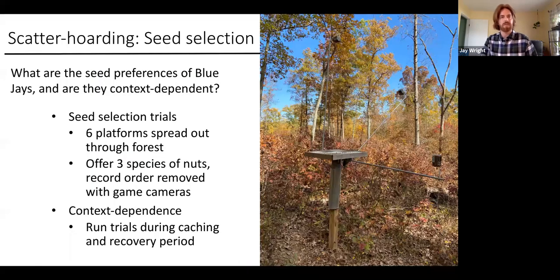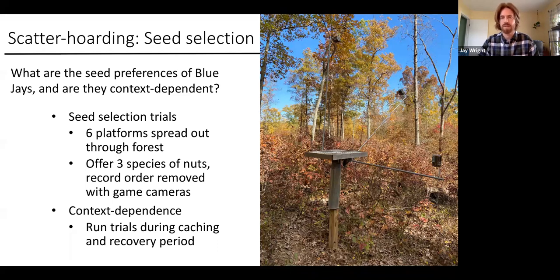All right, so the first part of the scatter hoarding behavior I'll be looking at is their seed selection. So the question here is, what are the seed preferences of blue jays, and are they context dependent? And the context that I'm interested in is acorn abundance, essentially, and seeing how their preference might change depending on what acorns are available or what the background abundance of acorns is at that time.